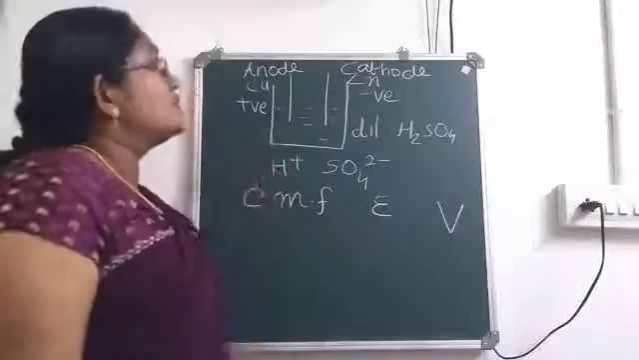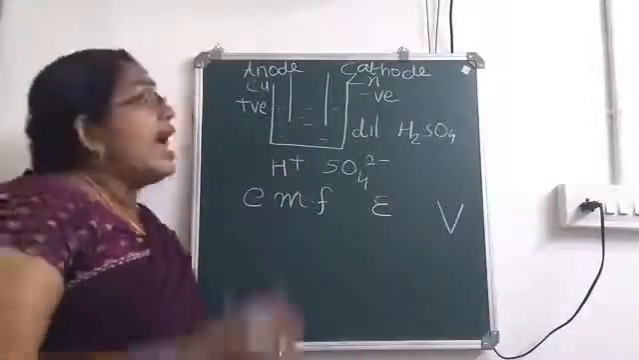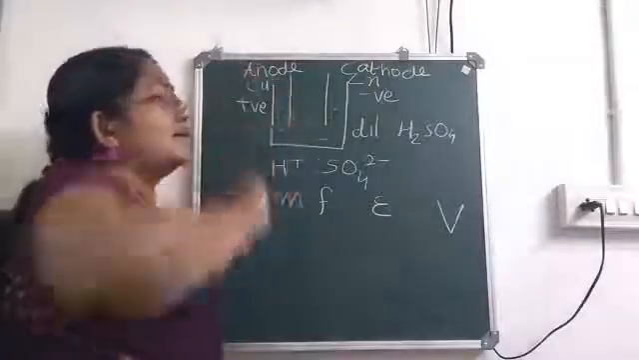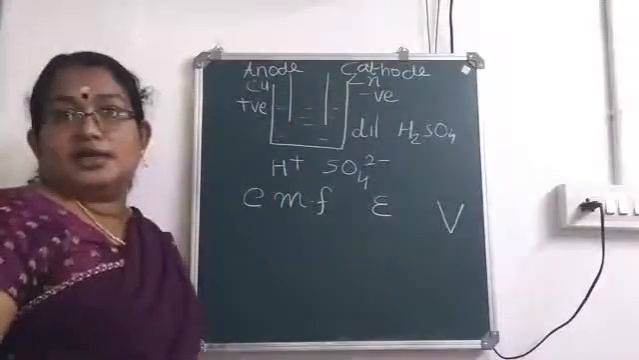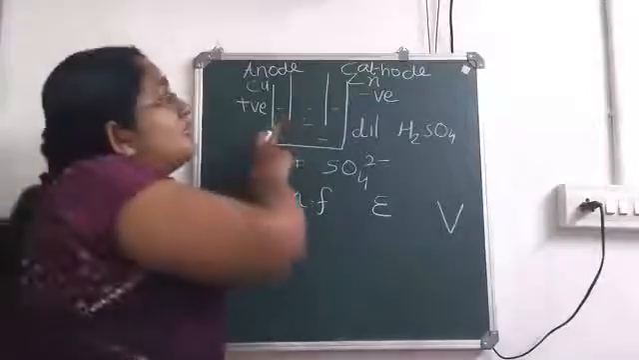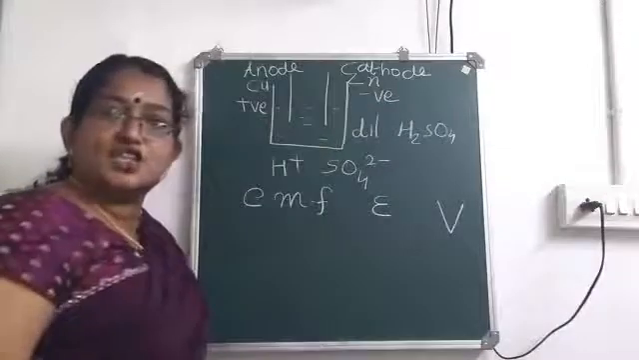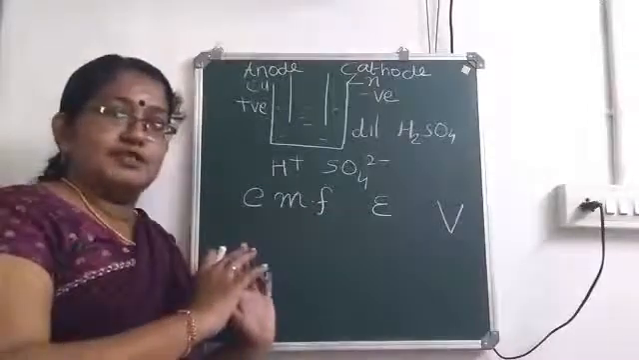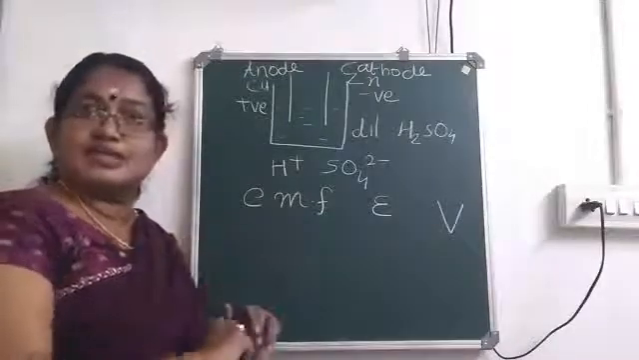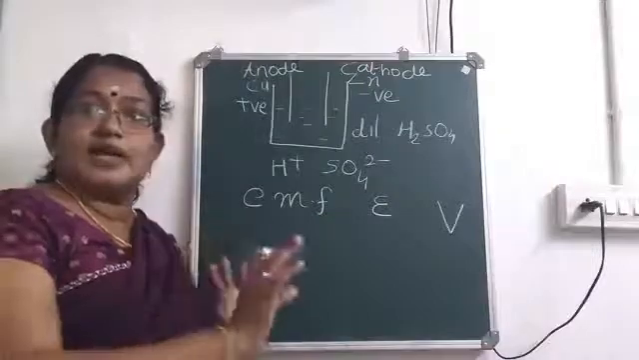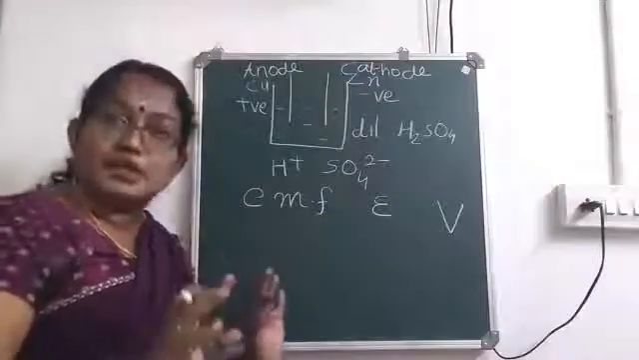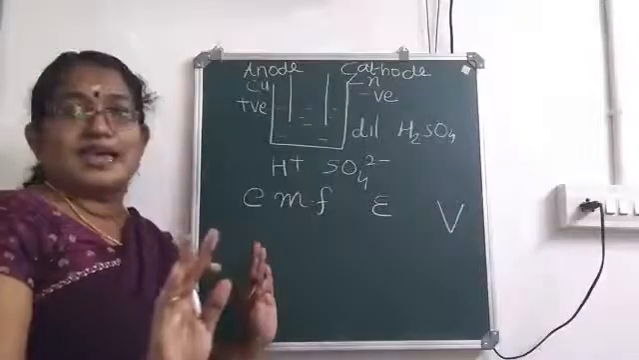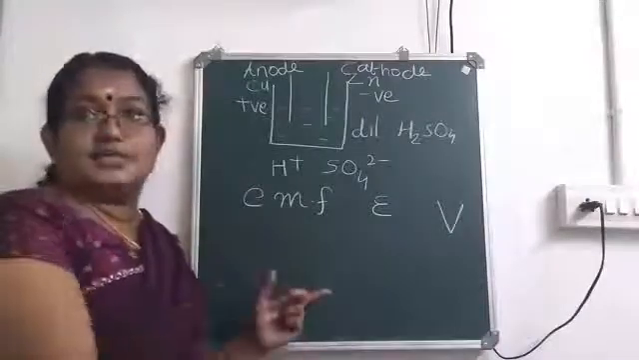H plus ions move towards copper and accept electrons from copper, so it becomes positively charged. So we have a positively charged anode and a negatively charged cathode. In one we have more electrons and in the other fewer electrons, that is, a potential difference is maintained between the two. And here no current is drawn from the cell, that is, it is an open circuit.